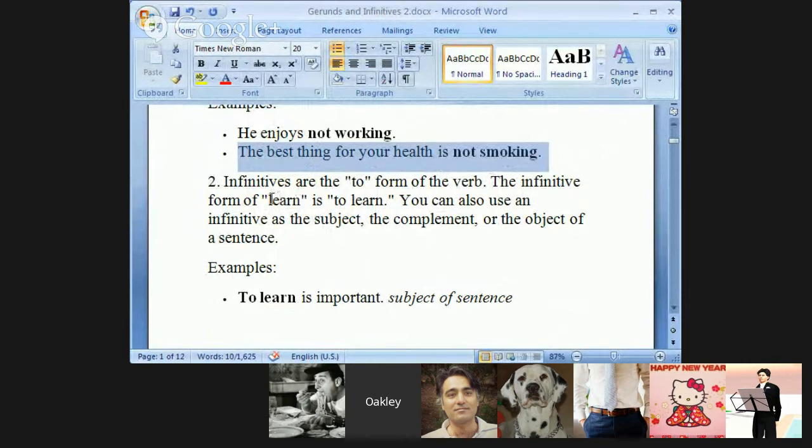To form of the verb, the infinitive form of learn, of course, to learn. You can also use an infinitive as the subject, the complement, or the object of the sentence. An infinitive, by the way, the verb to learn, is not going to be in any other form. It's not going to be in a past participle. It won't be to learned, past tense form. Not a continuous form, ing. There's just the base form, always infinitive.